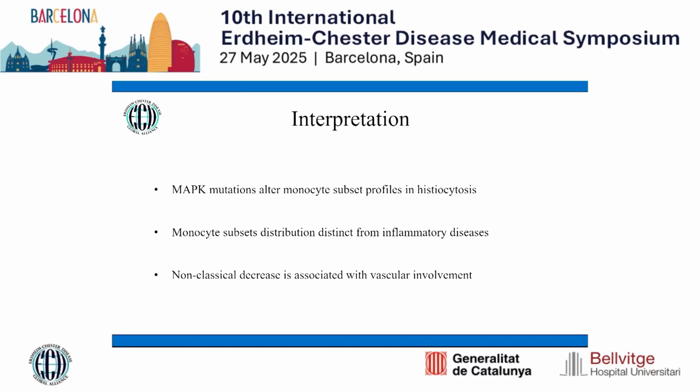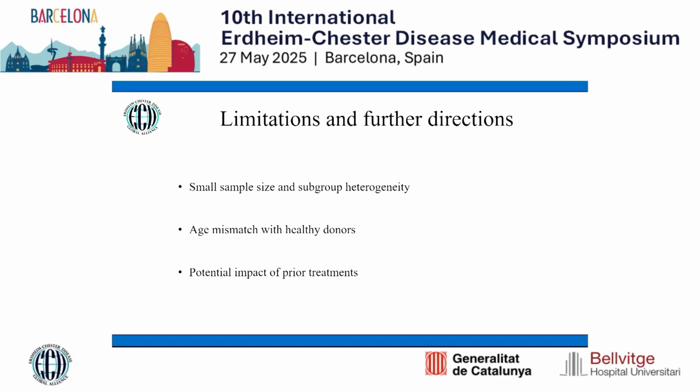So MAPK-kinase mutation altered the monocyte subset profile in histiocytic disorder. The distribution is distinct from a pure inflammatory disease like GCA, and the decrease in non-classical monocytes seems associated with vascular involvement. Of course, there are limitations because it's a small sample size, and there are different types of histiocytic disorder, so I don't know if we can conclude it for all histiocytic disorders. There is an age mismatch with LC donor, and patients with histiocytic disorder had some treatment before, so maybe there is an impact of prior treatment.